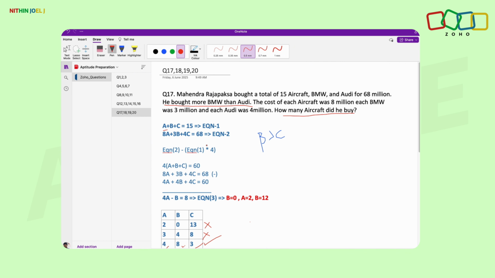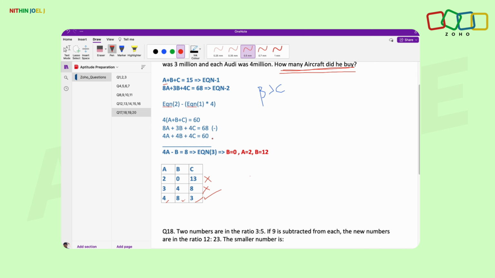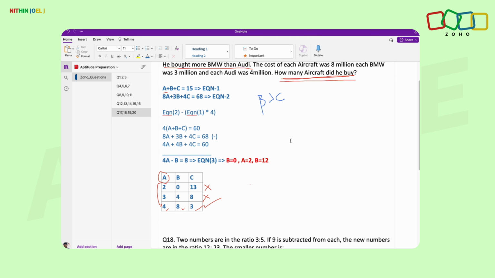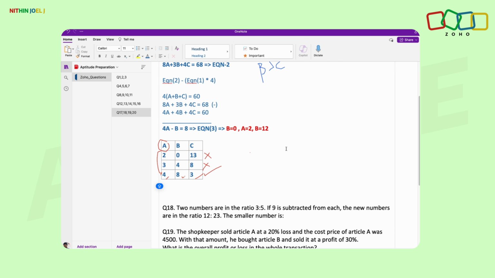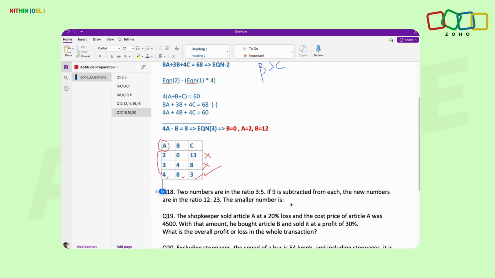Again, our motive in the problem is to find how many aircraft he bought. Here we have assumed A for aircraft, right? So what is the value of A? 4. So the answer over here is 4. 4 aircraft the person bought. So here we have approached the problem using the assumption method.